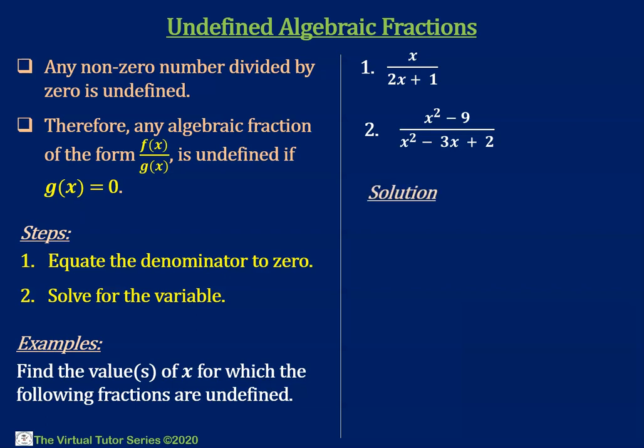Solution. Example 1. x over 2x plus 1. For the expression to be undefined, the denominator has to be 0. Therefore, we equate 2x plus 1 to 0. The next step is to solve for the variable x.